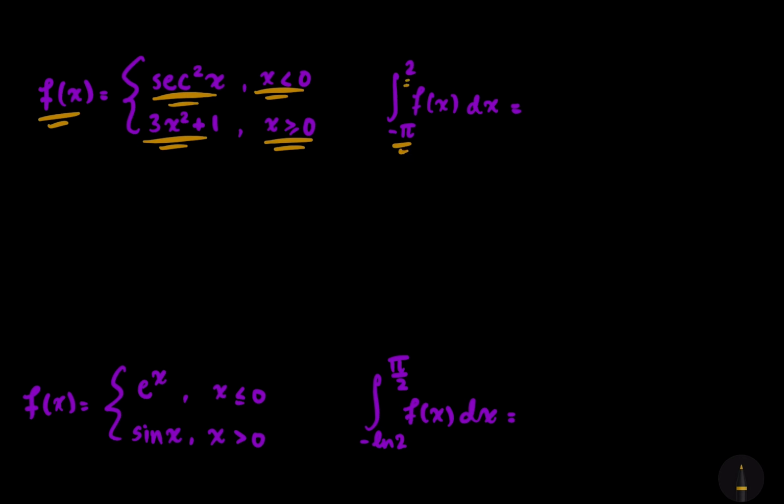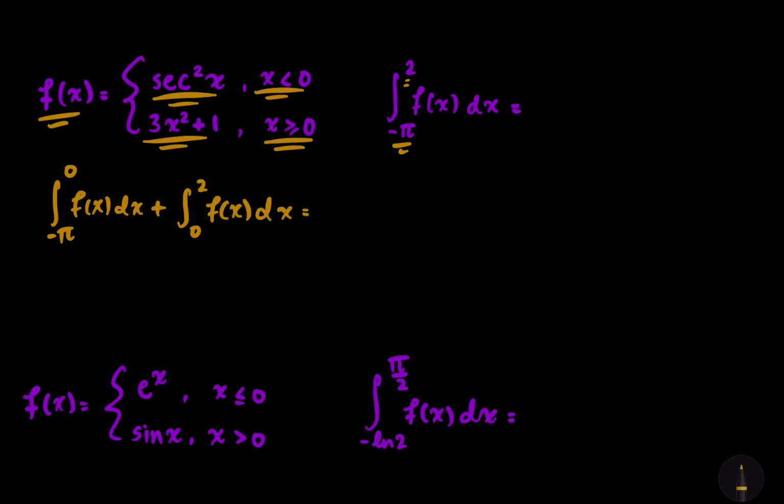We're asked to take the definite integral from negative pi to 2 of f of x dx. The first thing we can think about is the bounds of integration, and f of x is defined in two different ways over this interval. From negative pi all the way to 2, we have two different definitions, because f of x changes definitions when x is equal to 0. So we can separate this out at this piecewise function bound. We can write this as the integral from negative pi to 0 of f of x dx plus the integral from 0 to 2 of f of x dx.